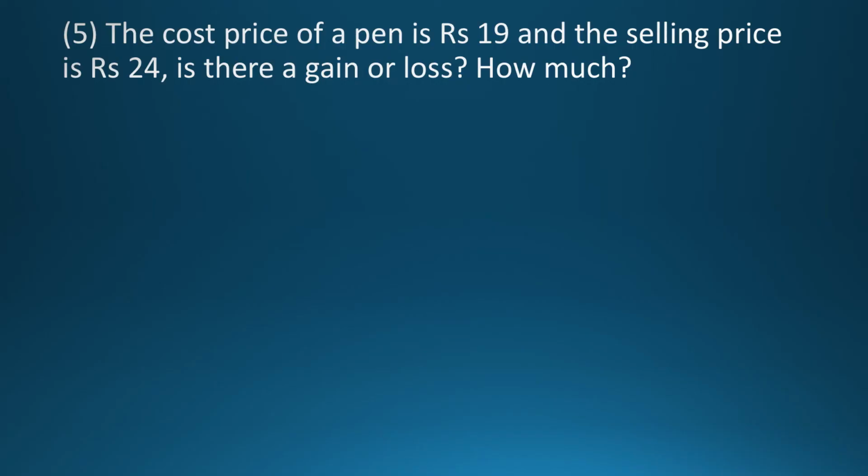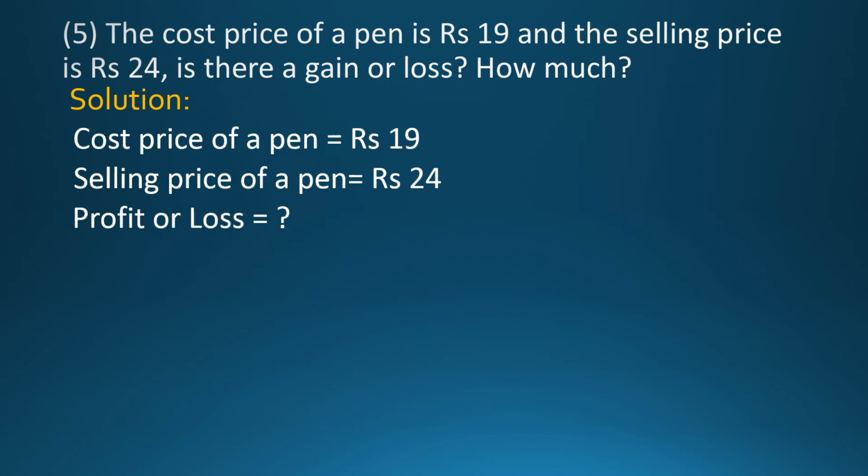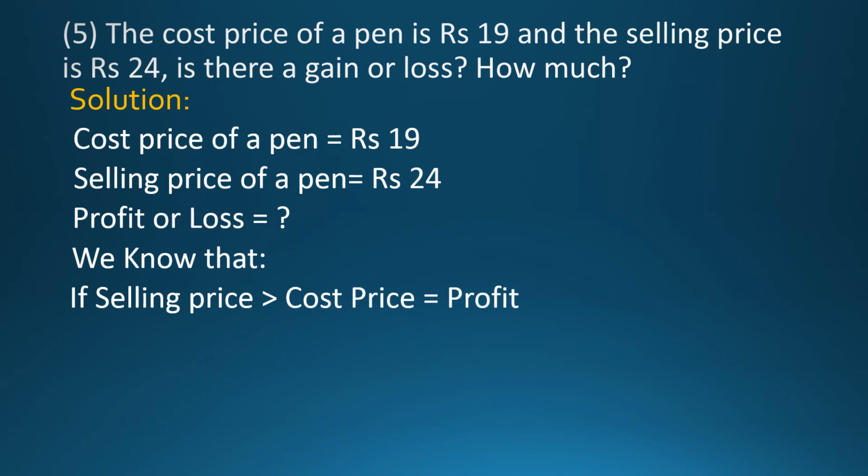Question number 5. The cost price of a pen is rupees 19 and the selling price is rupees 24. Is there a gain or loss? How much? See, in this question, cost price of a pen is equal to rupees 19 and the selling price of a pen is equal to rupees 24. And profit or loss we have to find out. Now tell me, which one is greater, cost price or selling price? Yes, selling price.